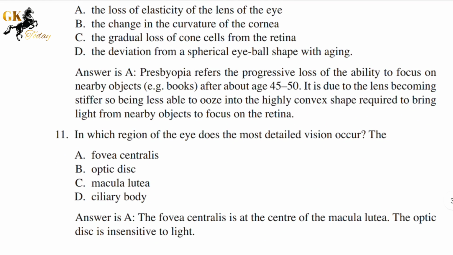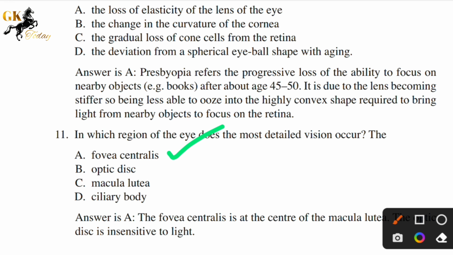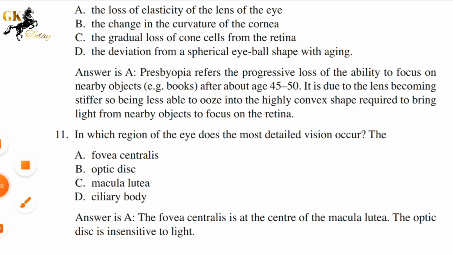In which region of the eye does the most detailed vision occur? Fovea centralis, optic disc, macula lutea, ciliary body. Option A is the right answer, fovea centralis.